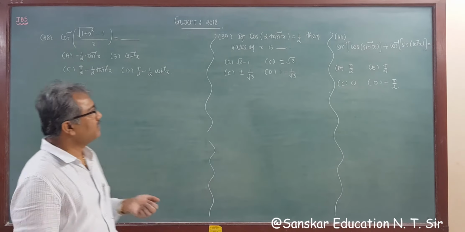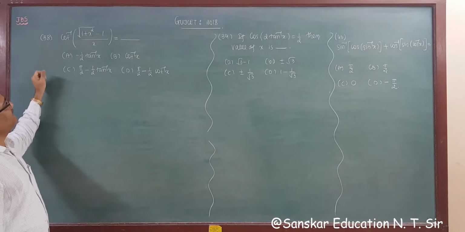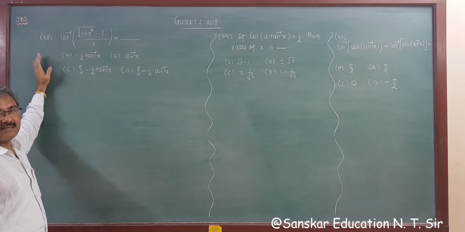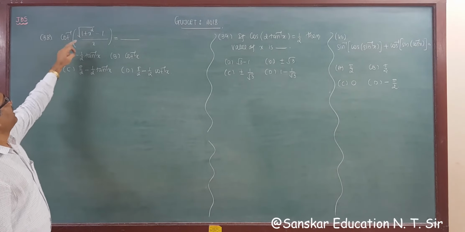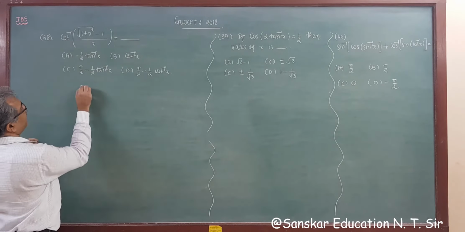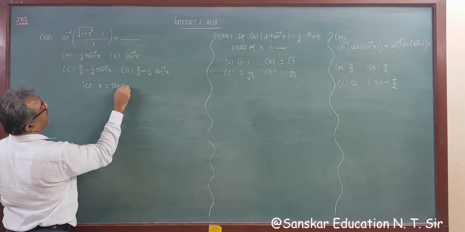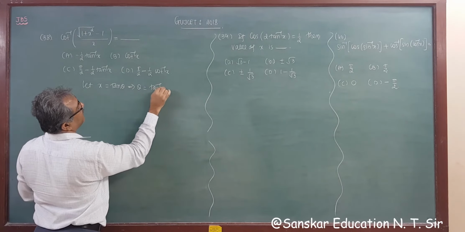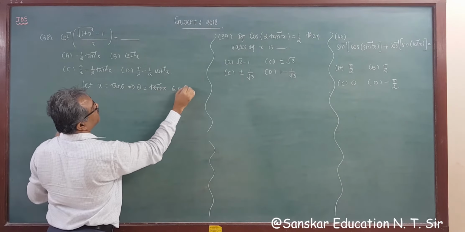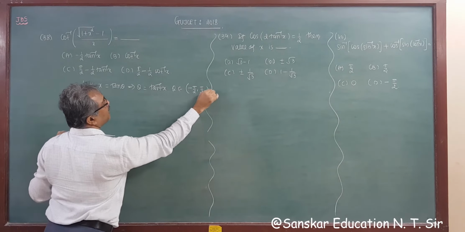Our question number 38 is cot inverse of square root of 1 plus x square minus 1, upon x. It is a very standard and important question. So assume that x is equal to tan theta. This implies theta is equal to tan inverse x, and theta belongs to the open interval minus pi by 2 to plus pi by 2.